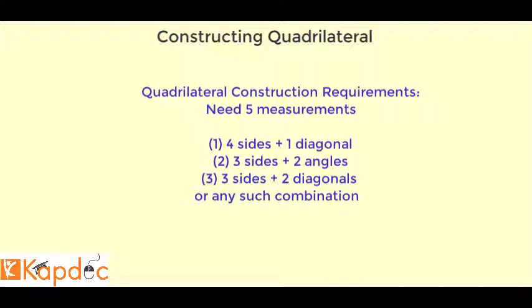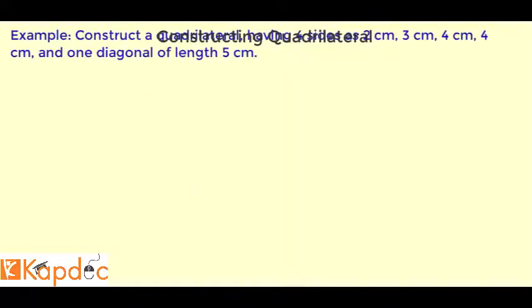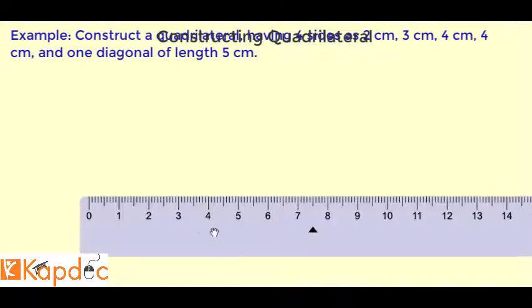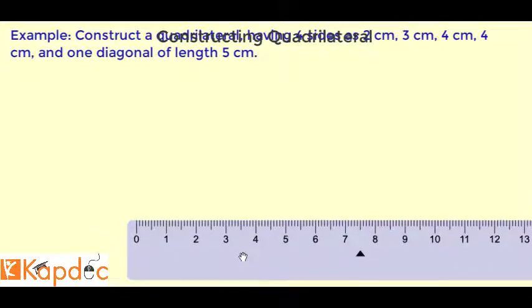So for example, we could construct a quadrilateral with 4 sides and 1 diagonal. Likewise, we could also construct a quadrilateral with 3 sides and 2 angles, or 3 sides with 2 diagonals. Any combination will work as long as we know exactly 5 measurements. So in this exercise, we are going to construct a quadrilateral that has 4 sides and 1 diagonal given to us, and those 4 sides respectively are 2 centimeter, 3 centimeter, 4 centimeter, and the length of the diagonal is 5 centimeter.